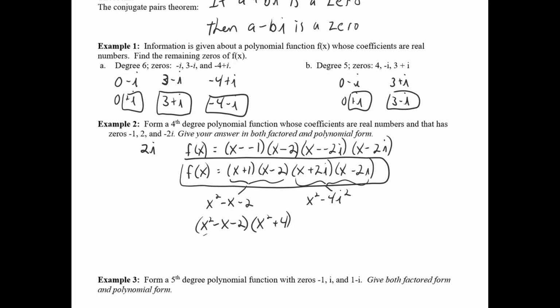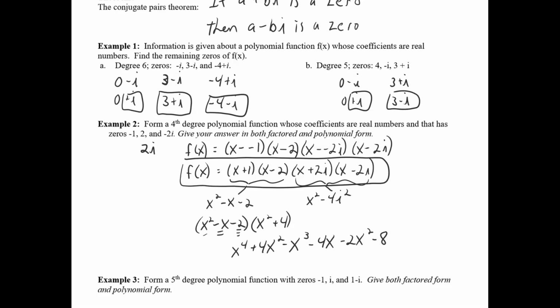So when I distribute the x squared, I get x to the 4th plus 4x squared. When I distribute the negative x, I get minus x to the 3rd minus 4x. And when I distribute the negative 2, I get minus 2x squared minus 8. So now let's put this in descending order and combine what we can.